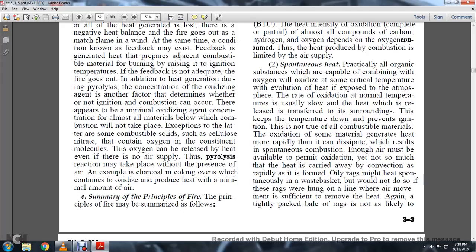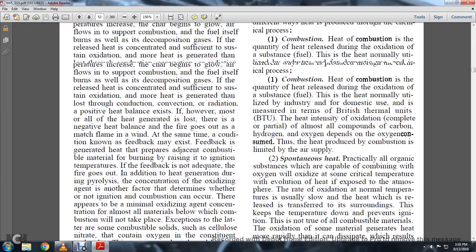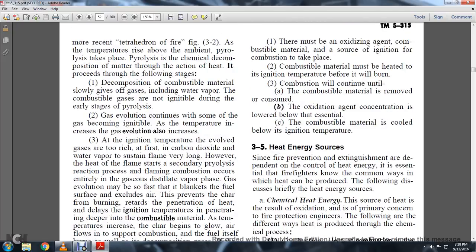Summary of principle of fire. The principle of fire may be summarized as follows. 1. There must be an oxidizing agent, combustible material, and a source of ignition for the combustion to take place. 2. Combustible material must be heated to the ignition temperature before it will burn. 3. The combustion will continue until the combustible material is removed or consumed.